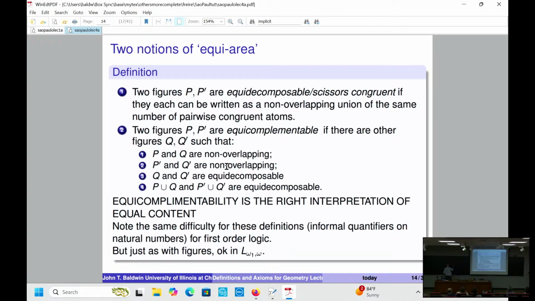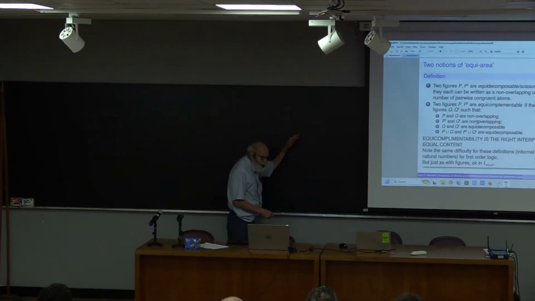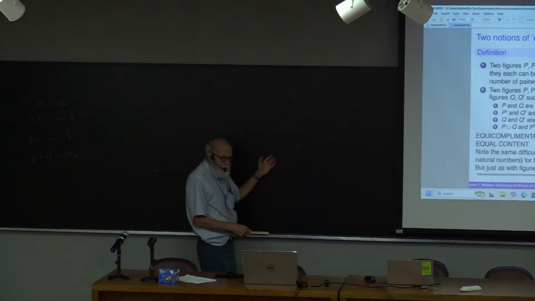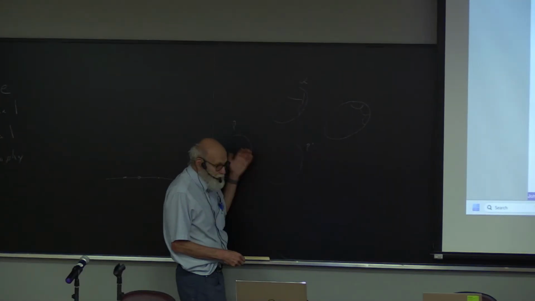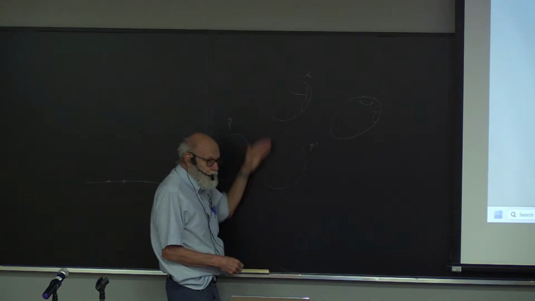P and Q are equicomplementable if first I can find a Q, so this is P and P prime, and I find a Q and a Q prime, and these guys are scissors congruent. And this union this is scissors congruent with this union this. I haven't actually said anything about what's going on in P and P prime. I mean, I've said something about what's, but not how they compare. I compare the Q and the Q prime and the P union Q with the P.